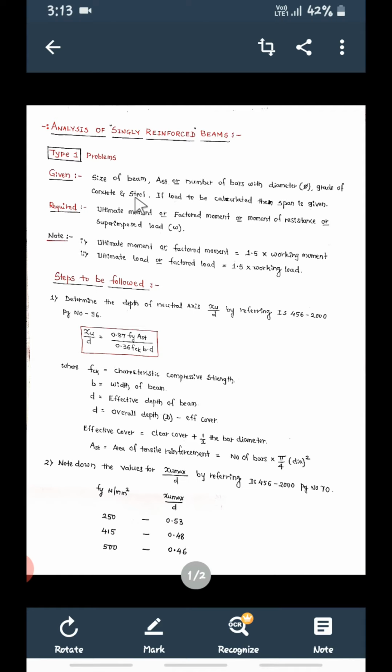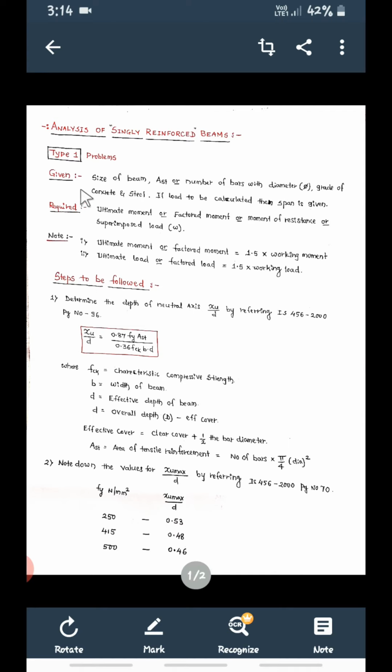Then grade of concrete and steel, like M15 grade concrete, M20 grade concrete, M25 grade concrete, the concrete grade will be given. Then grade of steel will be given. So either it is Fe 250 grade steel, Fe 500 steel, or Fe 415 grade steel. These three grades of steel, any one they are going to give in the problem. Then sometimes, if the load is to be calculated, if they want to ask to calculate the load on the beam, then they are going to give the span. So span of the beam will be given, then we need to calculate the load.